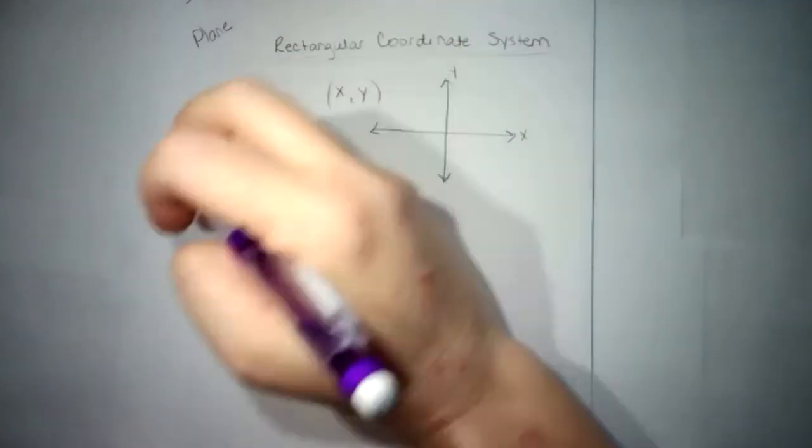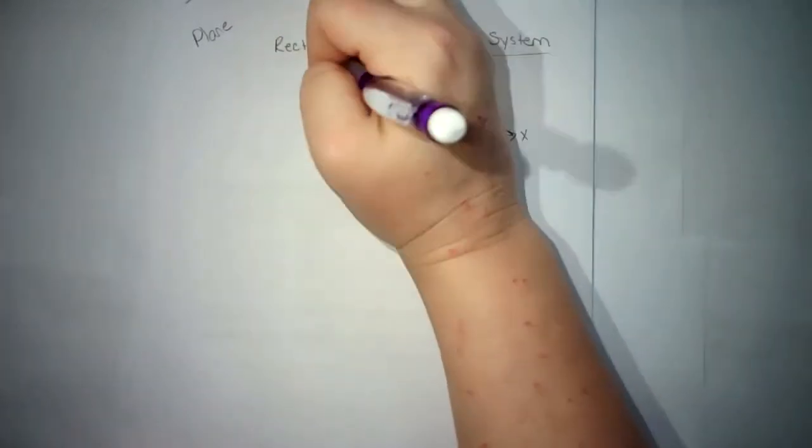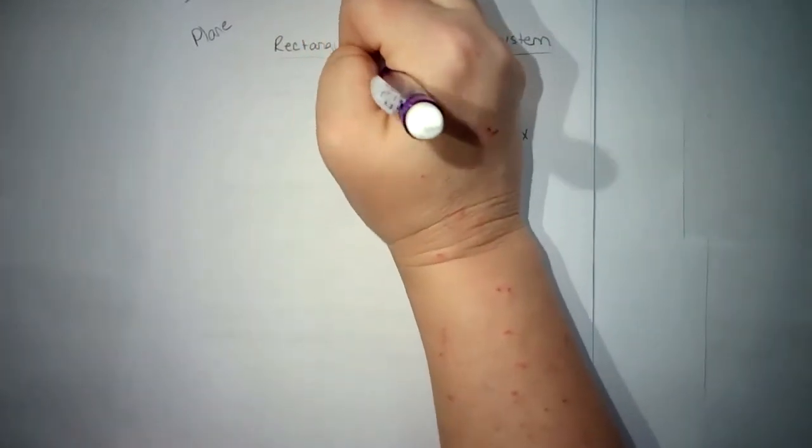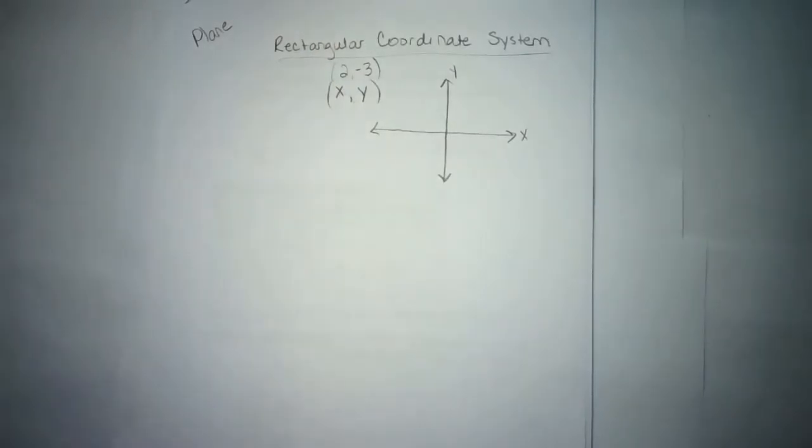Okay, so how do you graph a point in that? Well, let's say we gave you 2, -3.